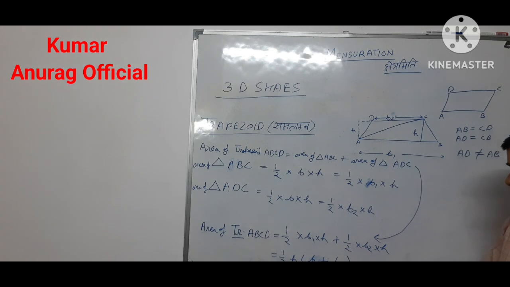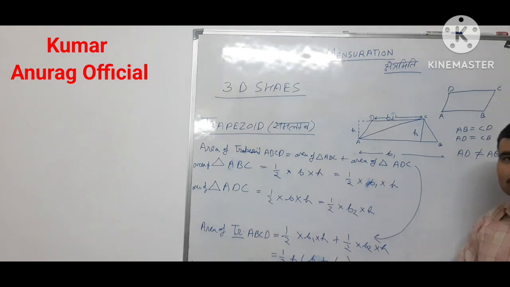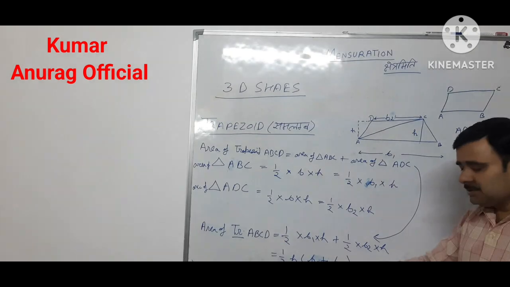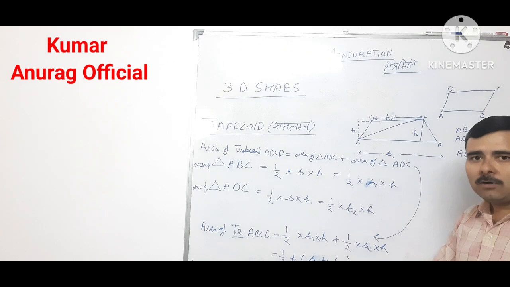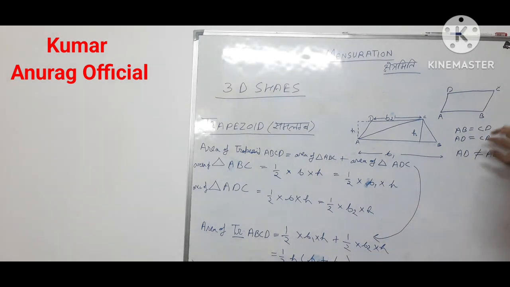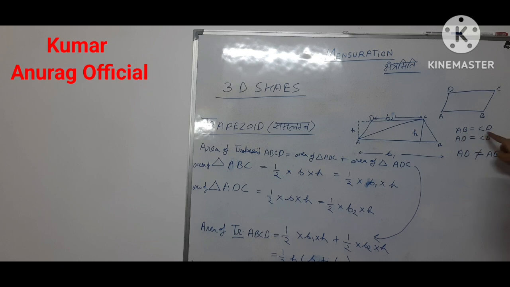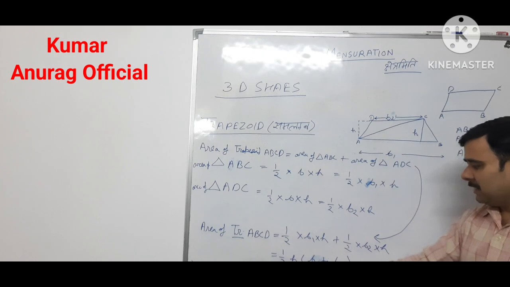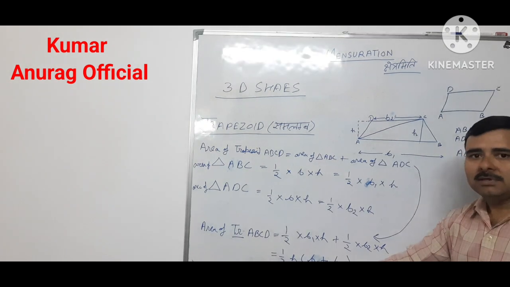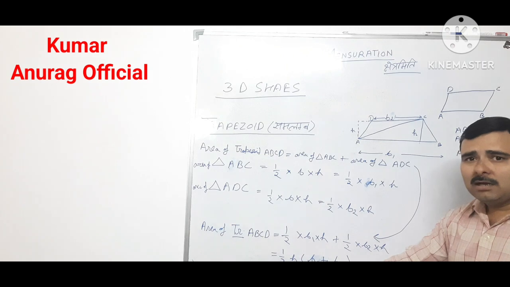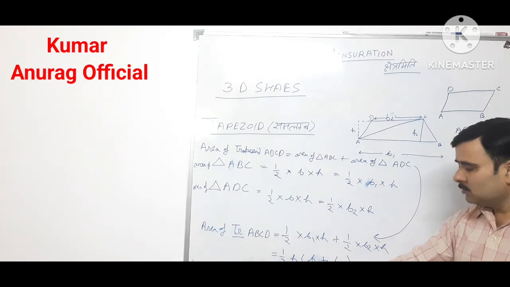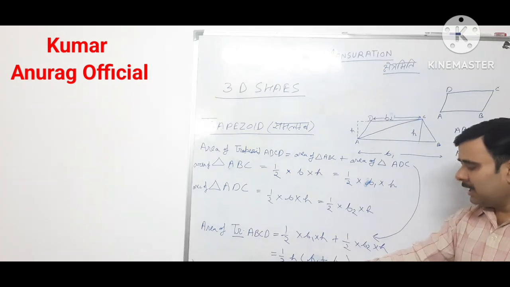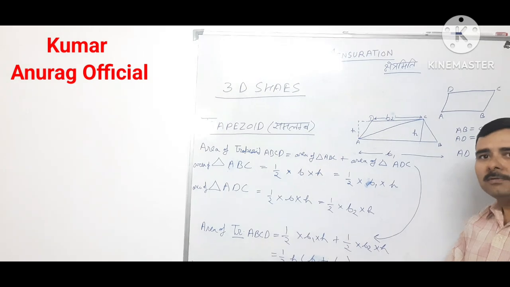So we can describe this as the area of a trapezoid is equal to half height into the sum of parallel sides. As we know, in a trapezoid we have parallel sides, and the area of a trapezoid can be found as half H into B1 plus B2. When anyone asks about the area of a trapezoid, we can say the area of a trapezoid is equal to half height into the sum of parallel sides.